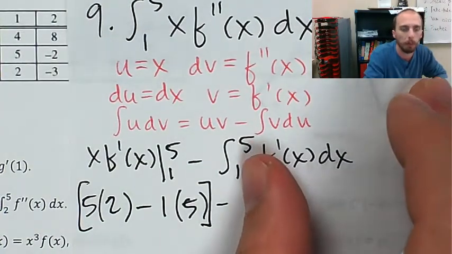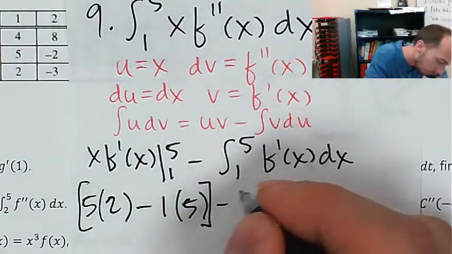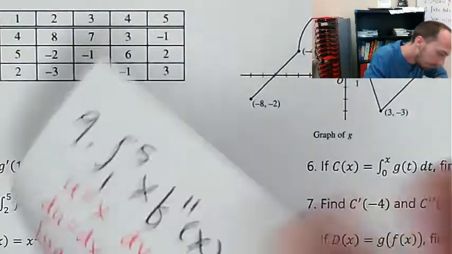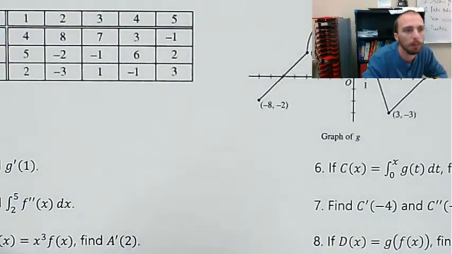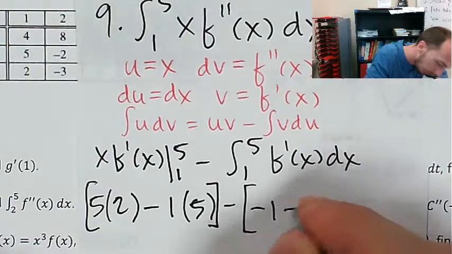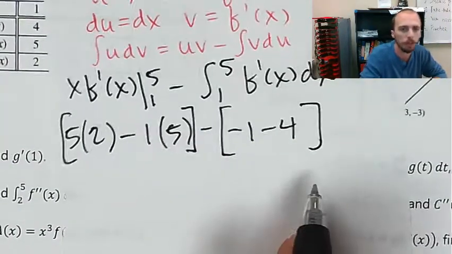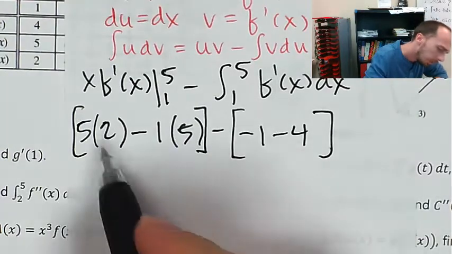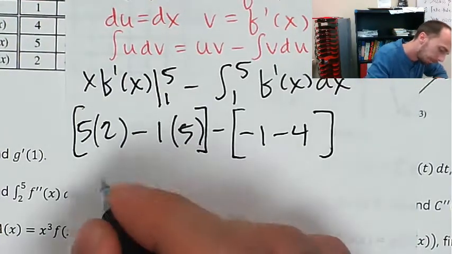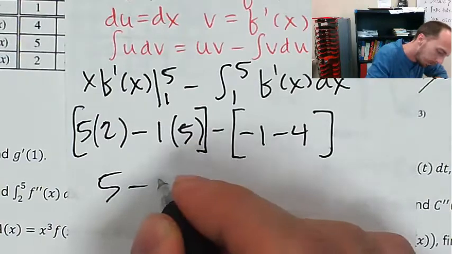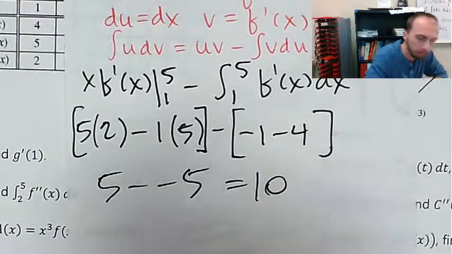The integral of f prime from 1 to 5 is going to be f of 5 minus f of 1. Well, f of 5 is looking like negative 1, and I'm going to subtract 4 more, so negative 1 minus 4. Okay, this is definitely a number that represents the integral, but I feel like we can do a little better. So it's 10 minus 5 is 5, minus, that's going to be negative 5, and that's going to be 10.